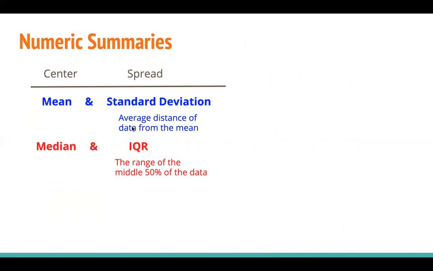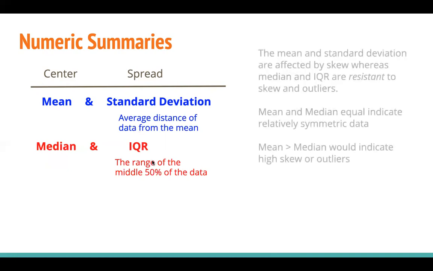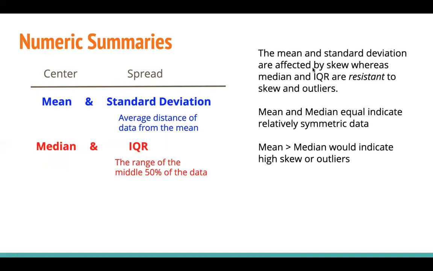So like I said just a moment ago, standard deviation and IQR are preferable to the range because the range can be greatly affected by extreme observations. And standard deviation and IQR give us more of a typical range, right? Standard deviation is an average, and sort of the IQR is like the middle piece. Mean and standard deviation are affected by skew, whereas median and IQR are resistant to skew and outliers. The mean and median being equal would indicate relatively symmetric data.